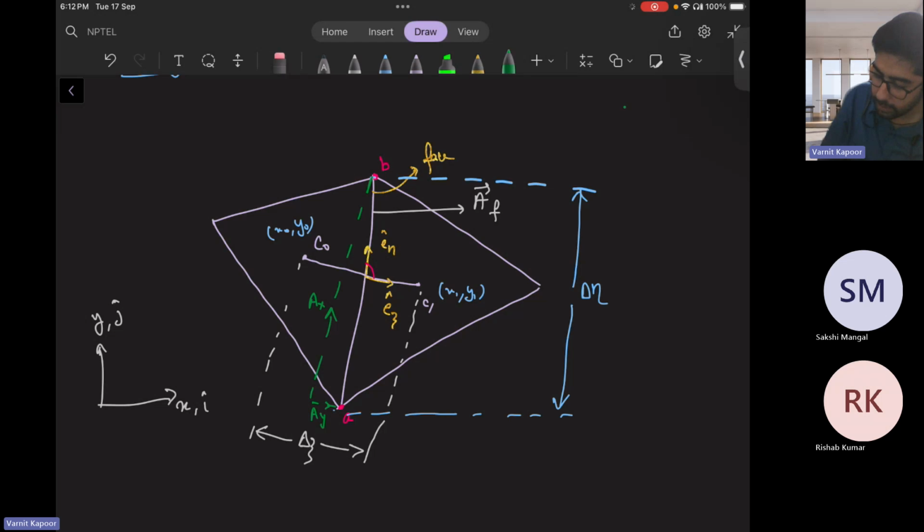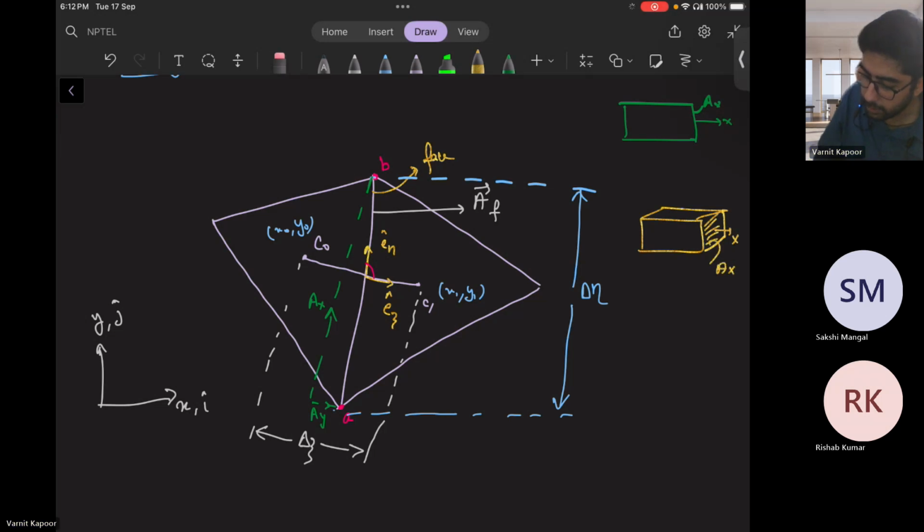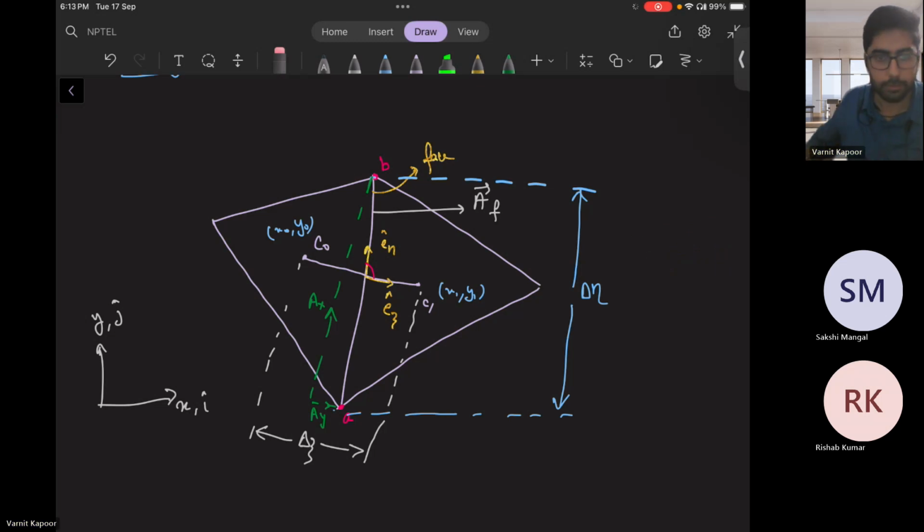So in a uniform, structured grid, this is the X direction and this face is AX. Whereas if I make it 3D, this is the X direction, so the area corresponding to this is AX. This is the Y direction, so the area corresponding to this is AY. This is your Z direction, and the area corresponding to this is AZ. Correct? That is what I've taken. I hope that much is clear.